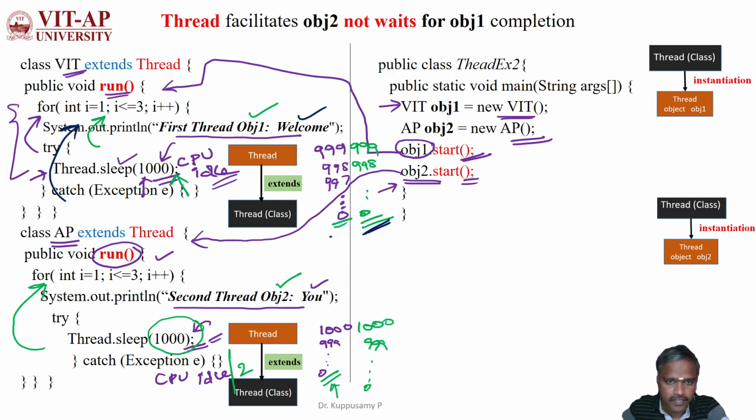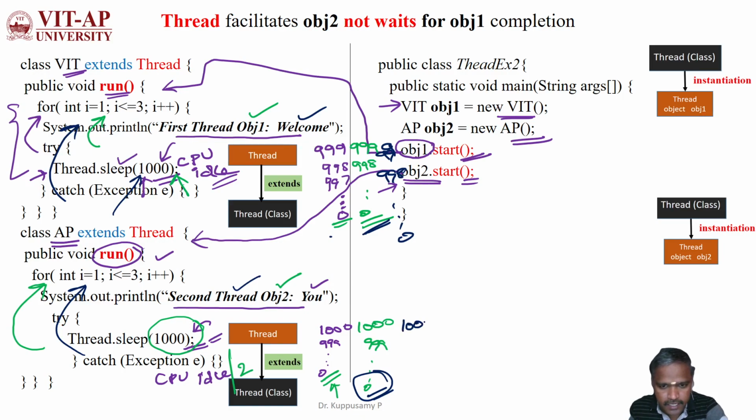The third time it will display welcome. Then again it introduces 1000 milliseconds for the third time, again it will start with 999, 998 until 0. Meanwhile obj2 reached 0, so the third time it is executing and displays the statement. After that again 1000 milliseconds, 999, so it will keep on coming until 0.